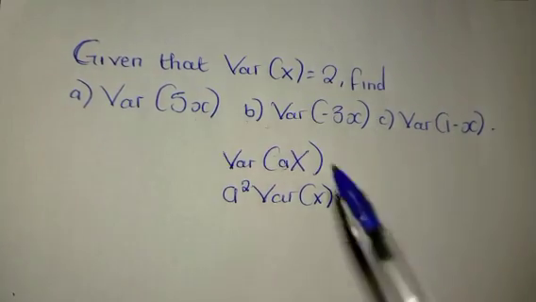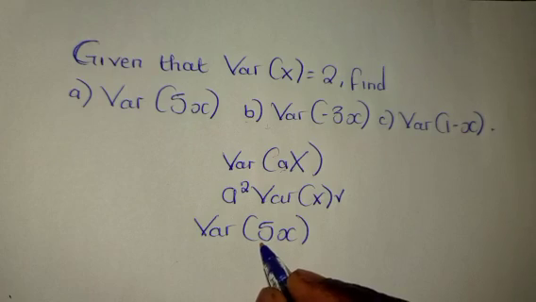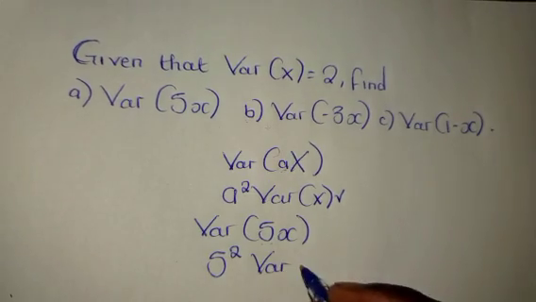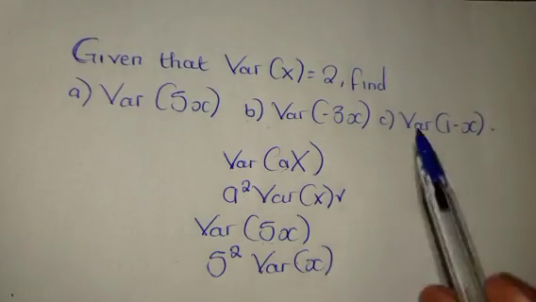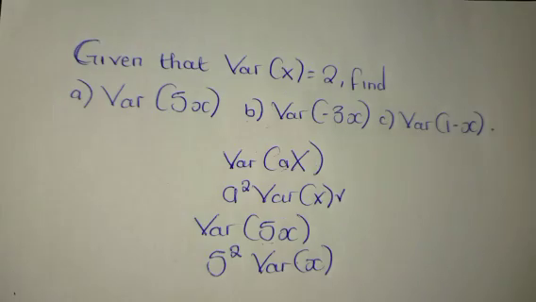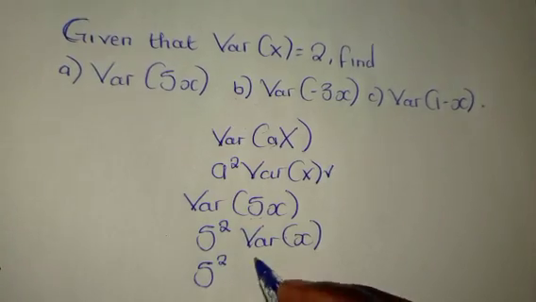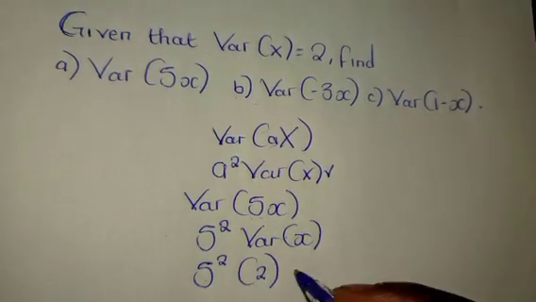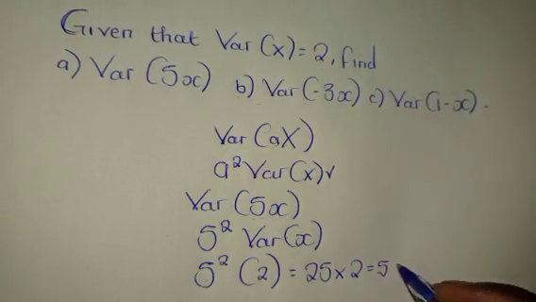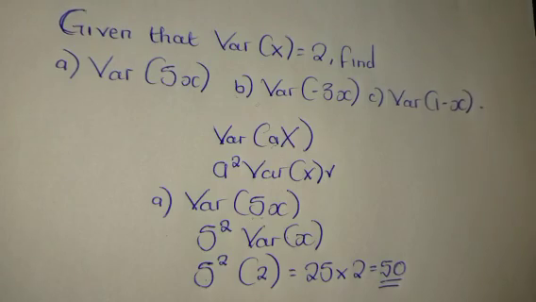So we have been given to find the variance of 5x. We'll factorize the 5 and it will become 5 squared, the variance of x. We know in mathematics, equals simply means same. So the variance of x is the same as 2, so we'll just replace. And 5 to the power 2 is equal to 25, multiplied by 2, giving you 50. So this is the variance of the first question, which is the variance of 5x.